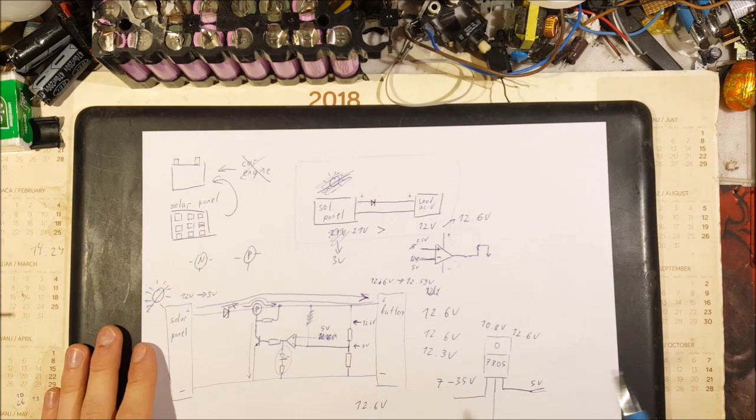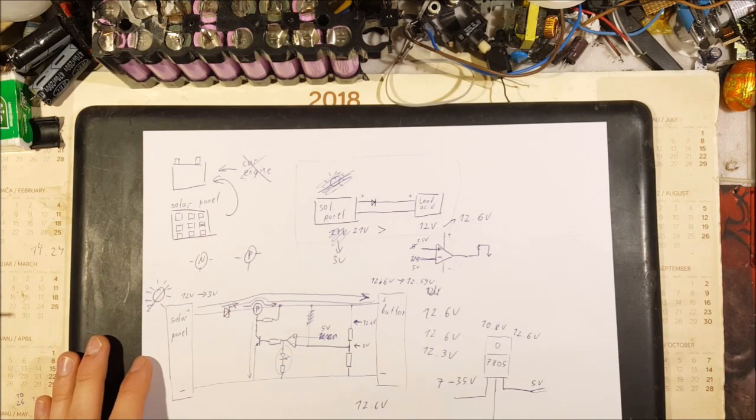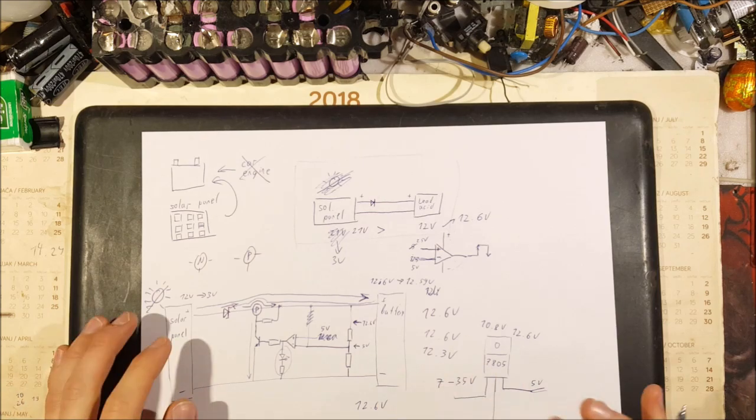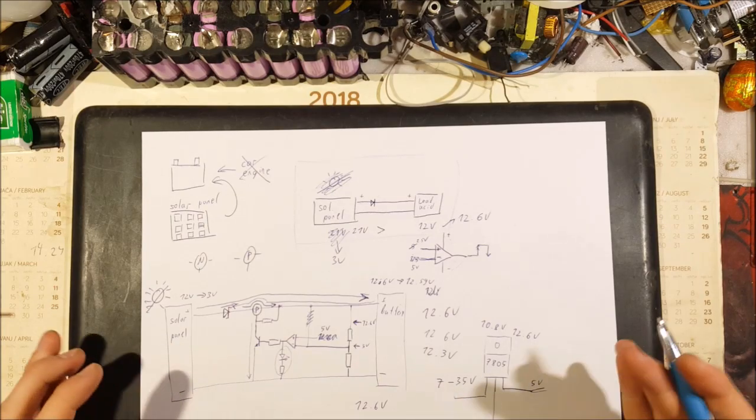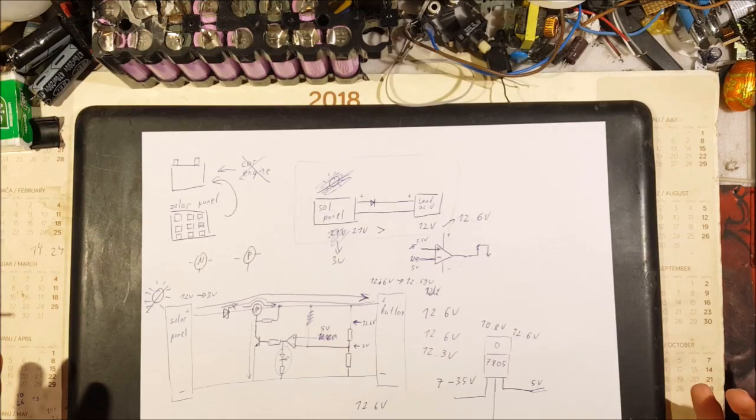Let's investigate how we can make this LED light up only when the solar panel is actually charging the battery, when there is something on the solar panel and it is actually charging our battery. Now, believe it or not, it's way simpler than it looks.